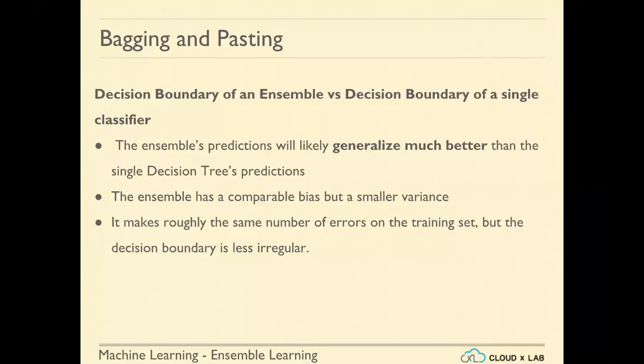So basically, instead of decreasing bias, we improve the variance. Again, the two terms that we talk about, bias and variance, are the same as underfitting and overfitting. Underfitting leads to bias, while overfitting leads to variance. So the ensemble has a similar amount of underfitting as the individual ones have, but the overfitting is lesser. So this is a very important sentence. Is this clear to everybody? What does this sentence mean? The ensemble has comparable bias but a smaller variance.